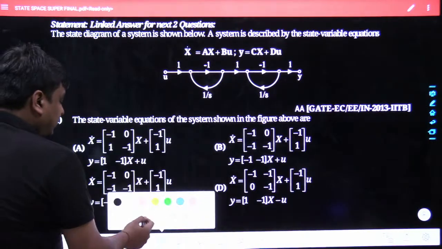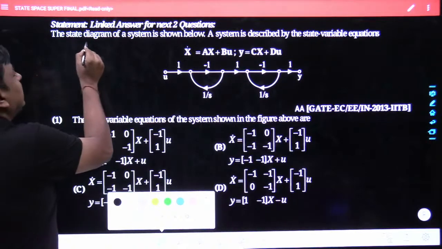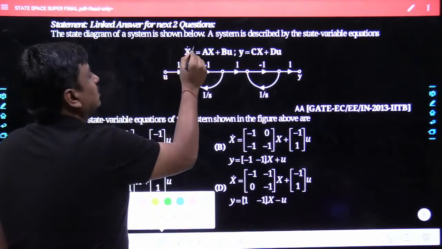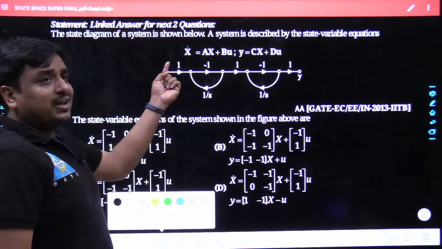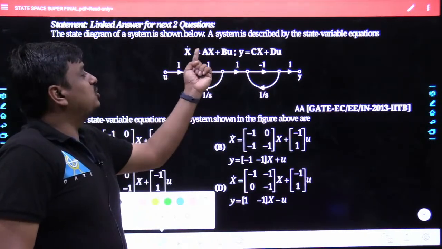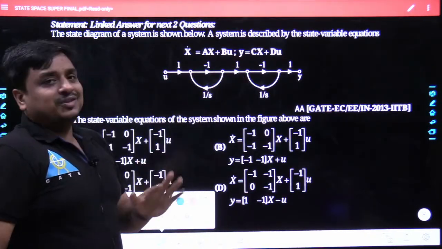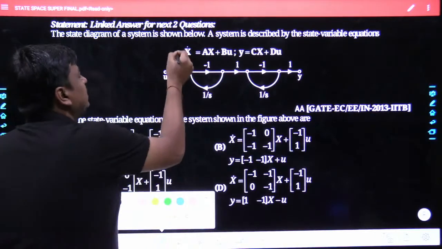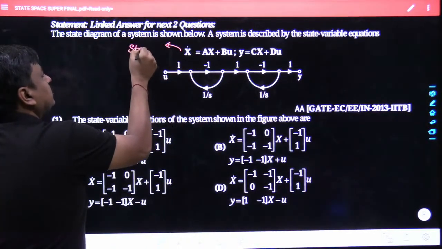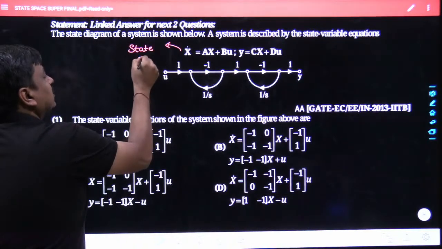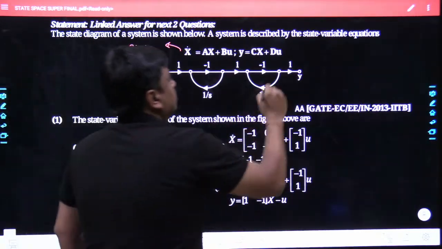The problem states, the state diagram of a system is shown below. A system is described by the state variable equation X dot = Ax + Bu, Y = Cx + Du. Anyways, we have seen this equation earlier. It's called the state equation, and it's called the output equation.